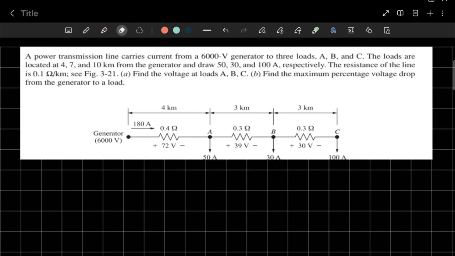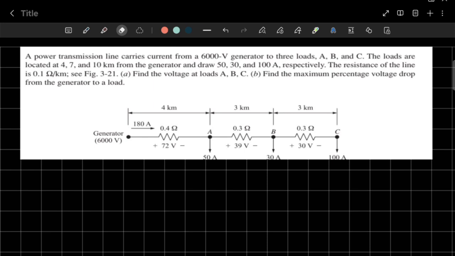A power transmission line carries current from a 6000 volt generator to 3 loads A, B, C. The loads are located at 4, 7 and 10 kilometers from the generator and draw 50 amps, 30 amps and 100 amps respectively. The resistance of the line is 0.1 ohms per kilometer. You can see that in this particular figure.